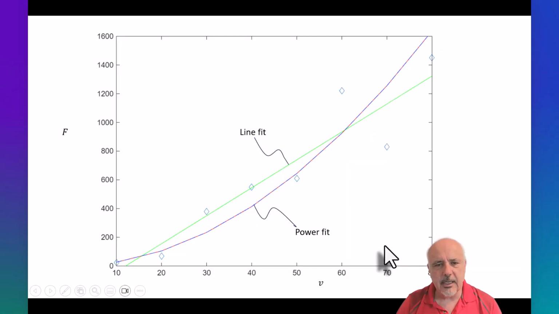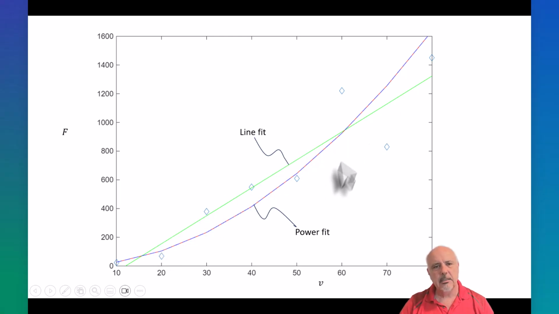Okay, so here's how the data kind of fit. The raw data is shown as diamonds. I put my linear fit as a green line, and then I did a power fit. I did the power fit in 2 different ways. I'll show you the code in a minute to check it. And it's very interesting that the line looks better than the power fit.